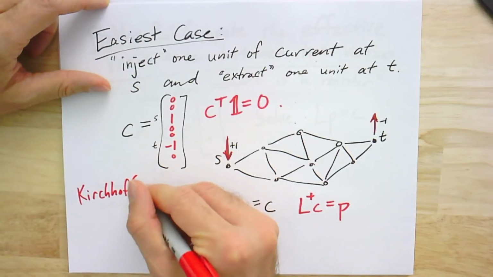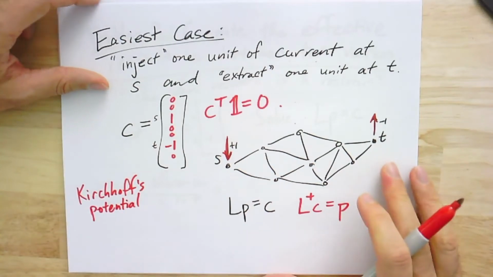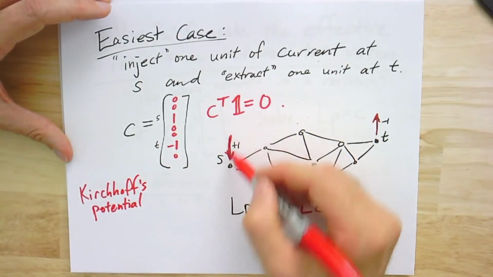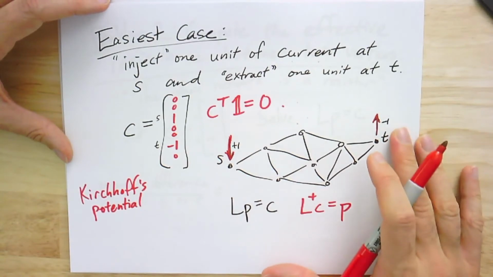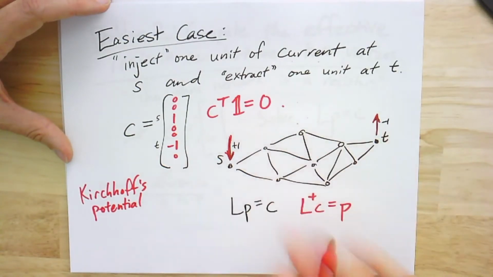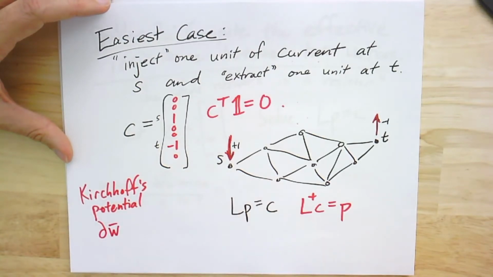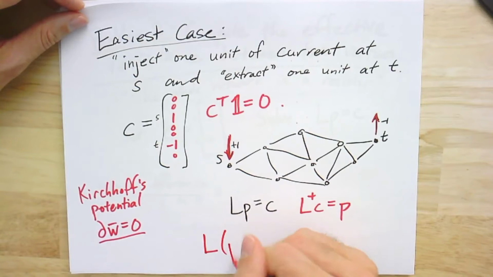Kirchhoff's potential law says that the flow in should equal the flow out. So, except for these cases where current is entering or leaving the system, everywhere else, the total flow in should be equal to the flow out. This is the same, I'll just put a bar over it, as saying that the net current is 0. Look at what happens to potentials as other choices of P.